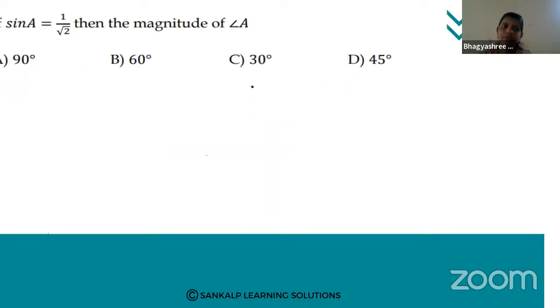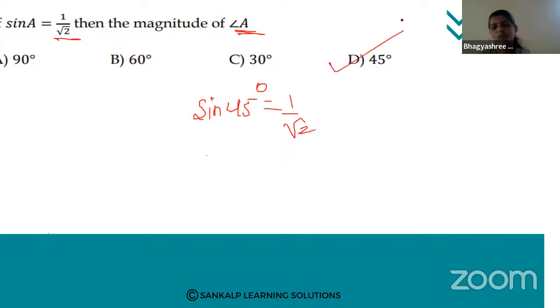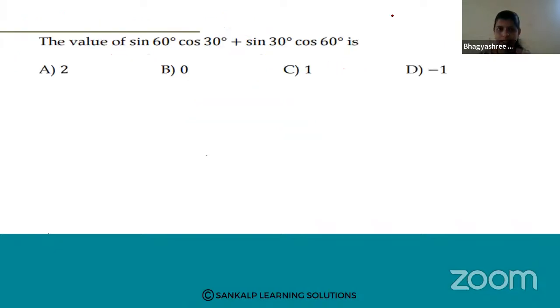Okay. Next. Sin A is equal to 1 divided by root 2. Then the magnitude of A means standard angle. So in which angle we are getting the value 1 divided by root 2? That is sine 45 degree is 1 divided by root 2. Okay, therefore 45 degree is right answer.